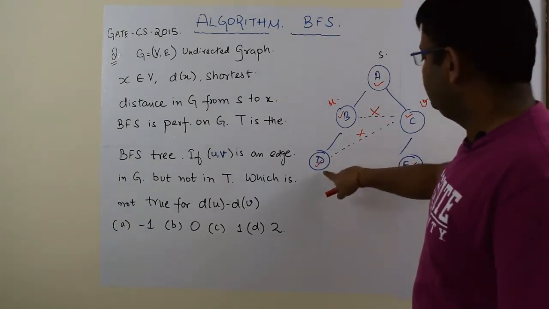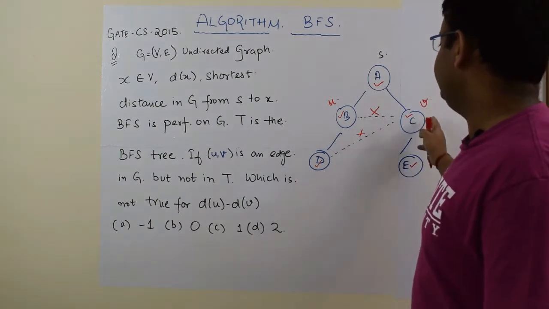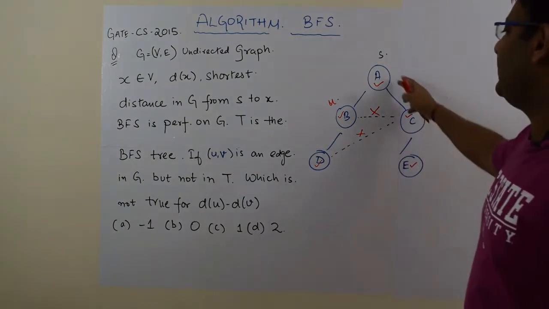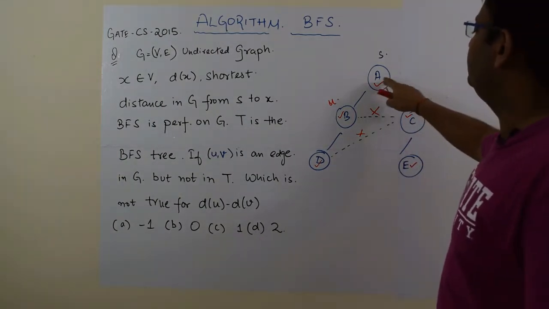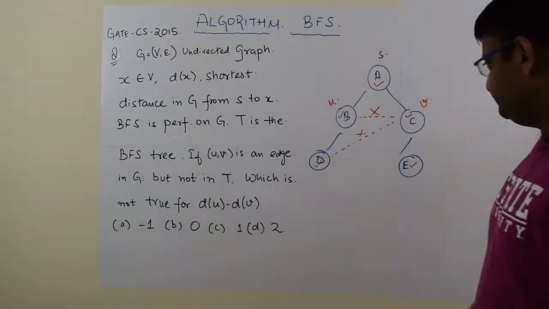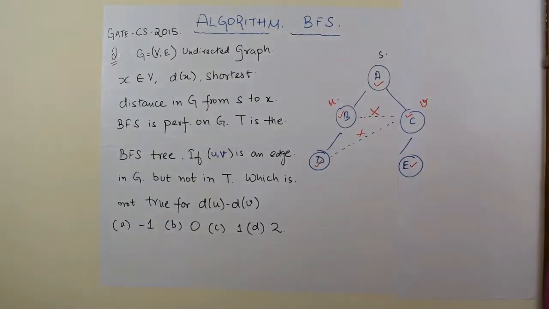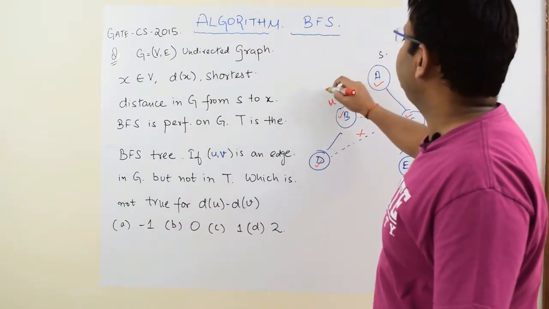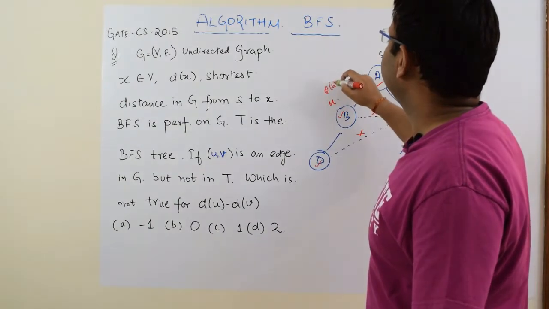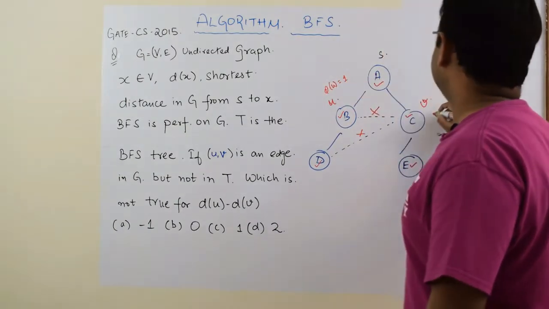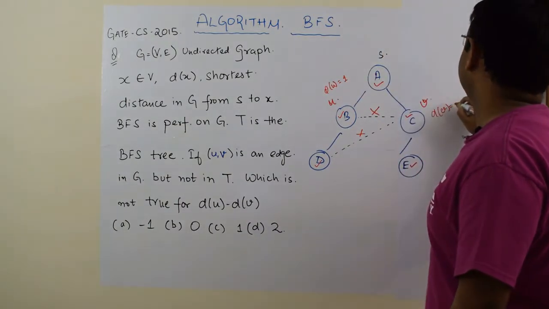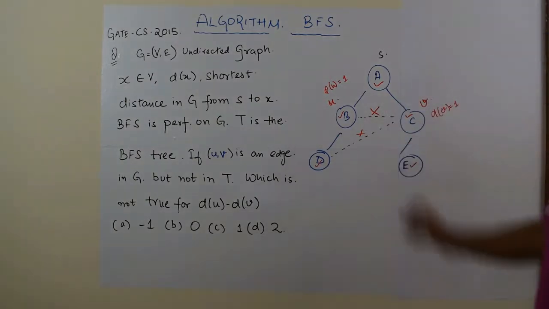Why? Because from D, C is not visited. C had already been put into the queue through B. Now let's come to this case. What will be my du? My du in this case will be 1, and my dv would again be 1, and that is a perfect case, right?